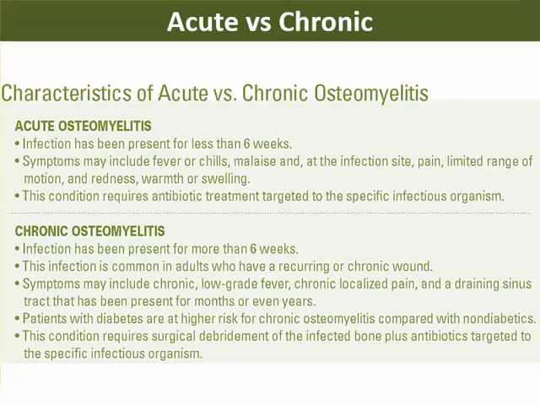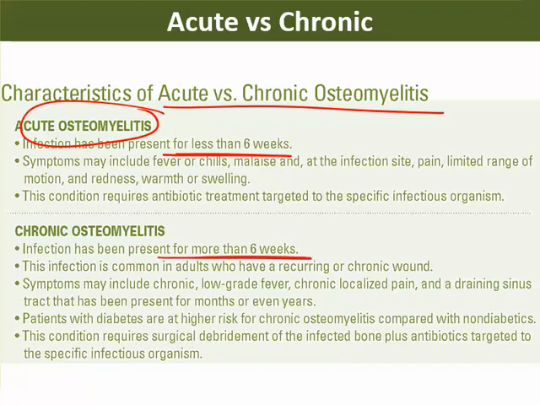So what are the characteristic features of acute and chronic osteomyelitis? Acute osteomyelitis will be less than 6 weeks. Chronic osteomyelitis will be more than 6 weeks. In the acute case they have fever, pain, everything will be there. It is an acute inflammation. In the chronic case the patient will have a very low grade fever, and the pain will not be so severe.